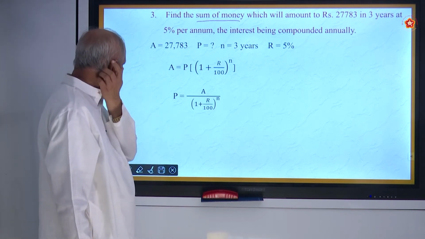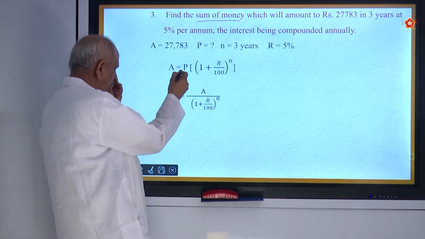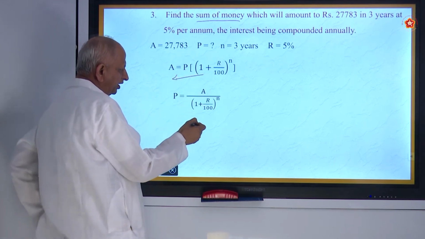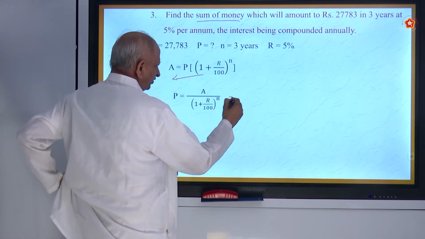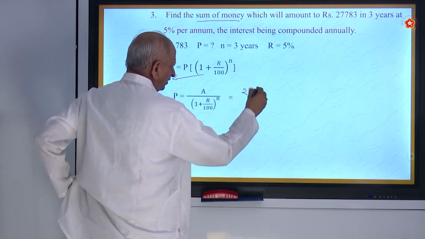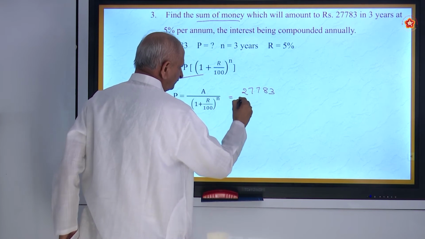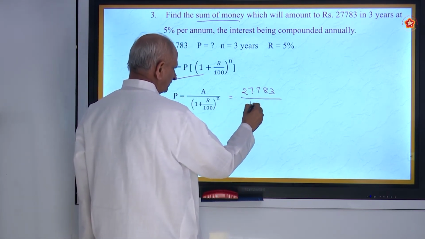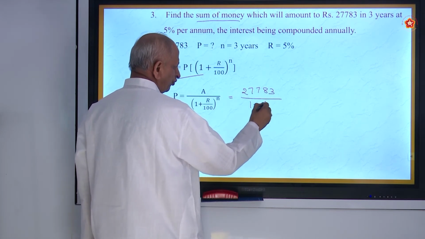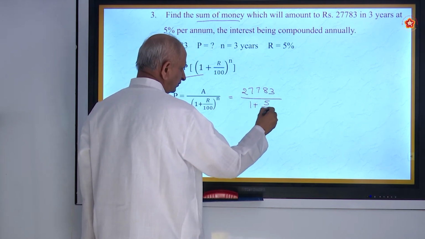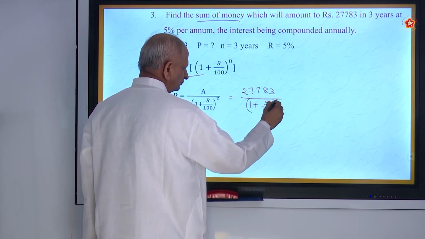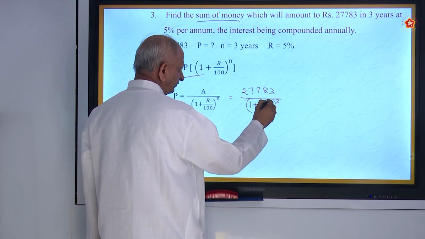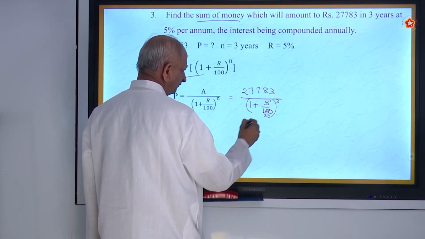If you apply it here, you have to find out P, no. So bring this side, then it becomes denominator. So A is given to be 27,783 divided by, this will be 1 plus, what is R? 5 by 100 cube. So 5 by 100 means you can cancel 5 ones are, 5 20s are.